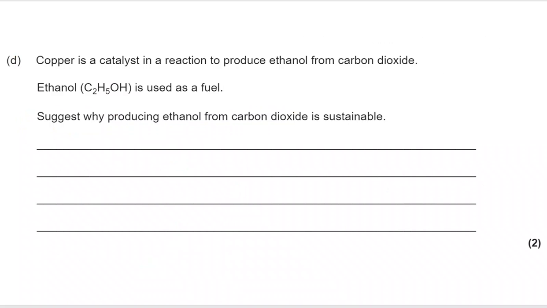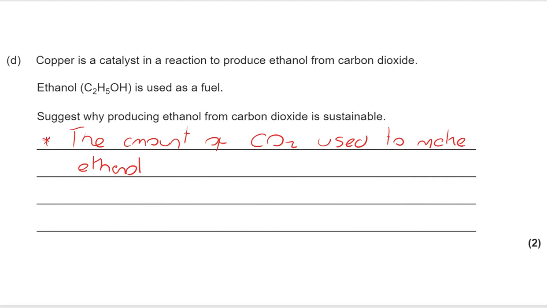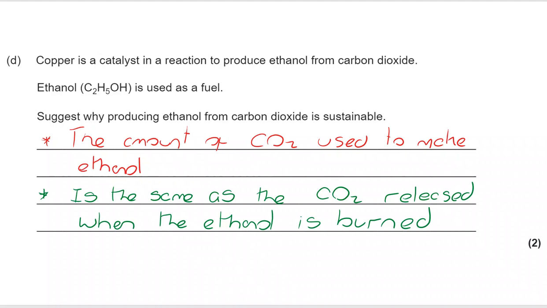On to part D. Copper is a catalyst in a reaction to produce ethanol from carbon dioxide. Ethanol is used as a fuel. Suggest why ethanol from carbon dioxide is sustainable. Well, remember that carbon dioxide going into the atmosphere contributes to global warming. If instead we're taking that carbon dioxide and making ethanol, then it's the same CO2 that will be released when the ethanol is burned. There is no new carbon dioxide going into the atmosphere.